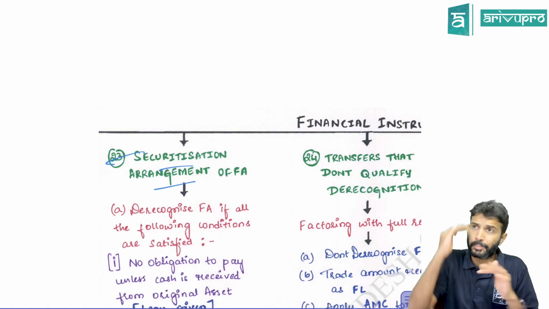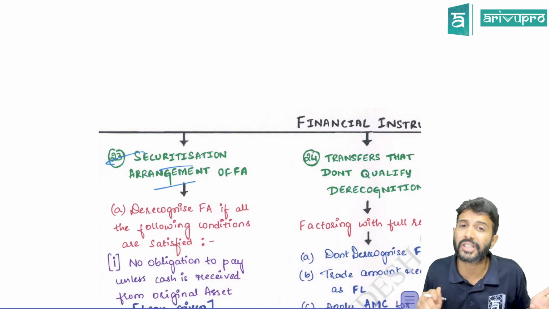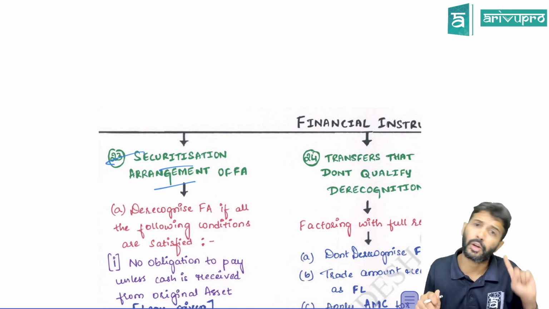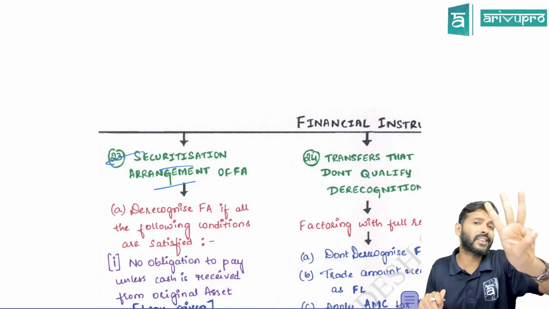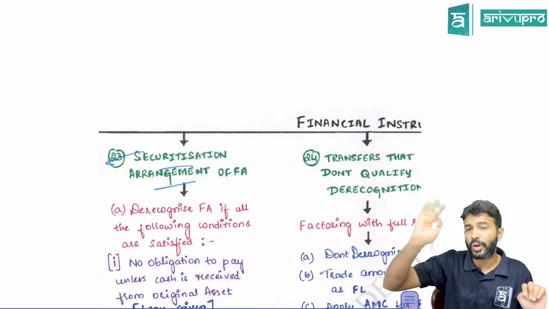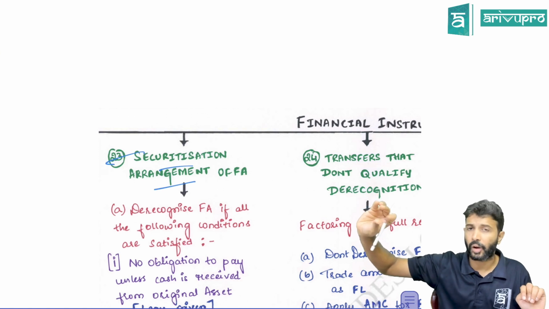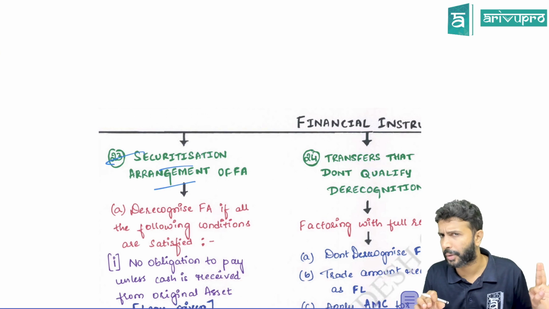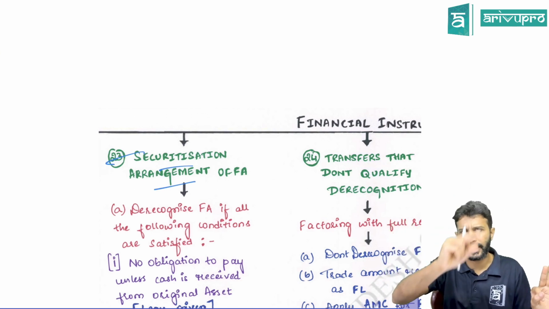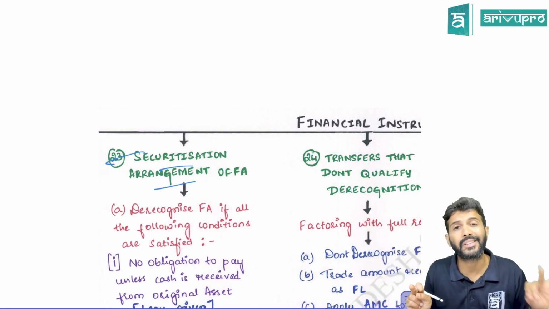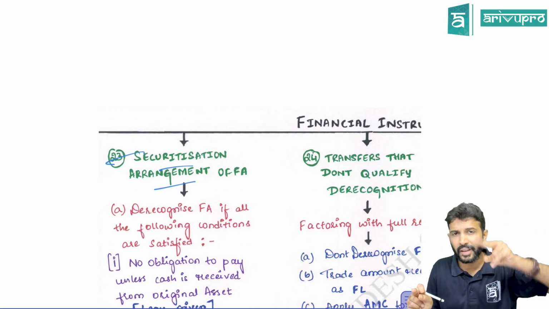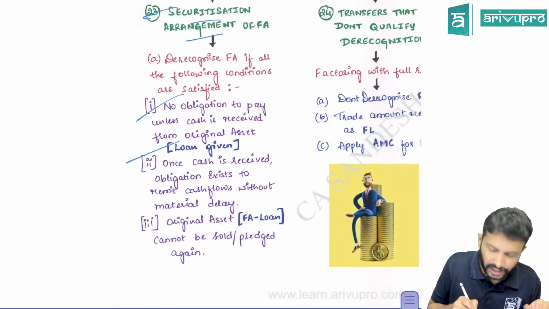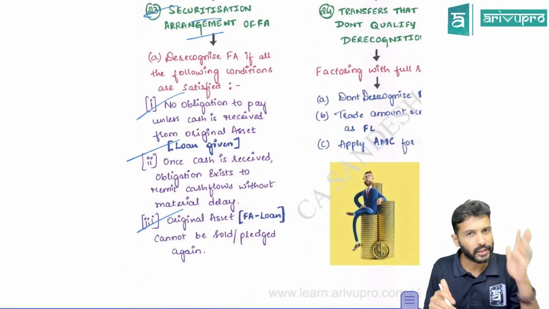So the question is, the bank has given a loan to the customer. So it is a financial asset. So when they do this SPV arrangement, can we derecognize that financial asset of the bank? You can do so provided 3 conditions are satisfied. 1, we should not have any obligation to pay to the investor unless we receive the money from EMI from the borrower. And 2, once we receive the EMI from that borrower, without material or significant delay, we should give this money back to the investor. And 3, we have already transferred this loan to SPV, so we should not be in a position to sell or pledge the same asset. If 3 conditions are satisfied, then you can go ahead and derecognize that particular financial asset.